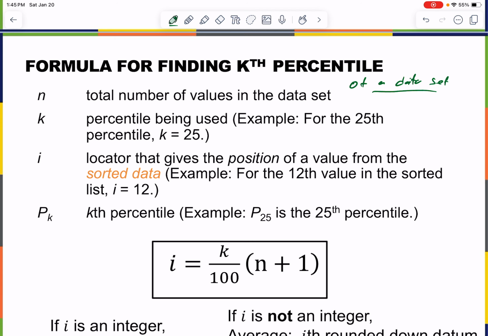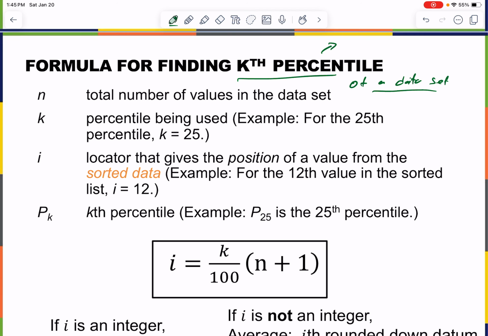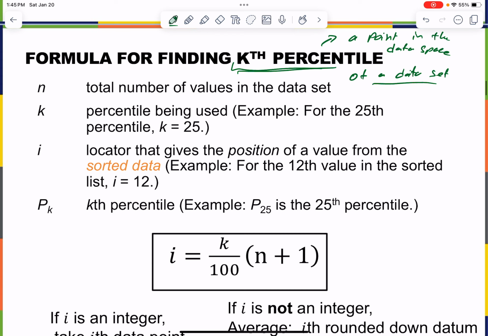So remember, from above, the kth percentile is a point in the data space. I say data space to differentiate it from data set. The data space is sort of like where the data lives. So if it's heights, the data space is all possible heights. The data set is the list of observations. So there's a locator, something that lives with the data. The kth percentile is something that lives with the data.